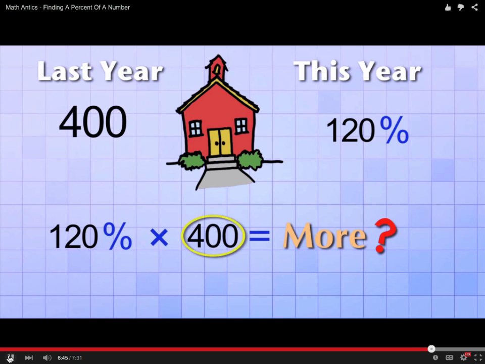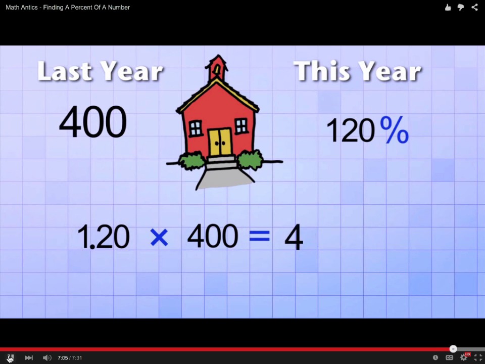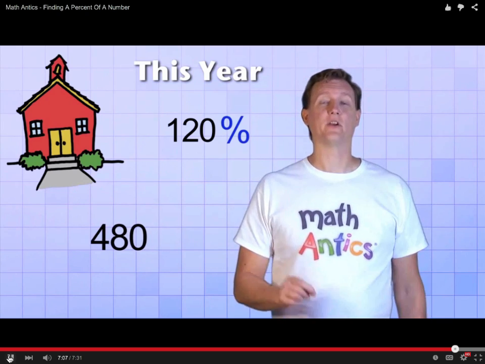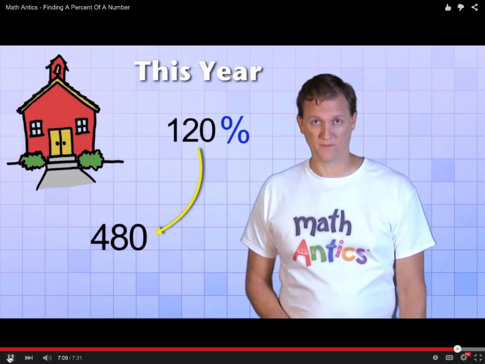We just multiply 400 by the fraction form or the decimal form of 120%. Let's use the decimal form again. To get the decimal form of 120%, we move the decimal point over 2 places to the left, and we get 1.20. So we multiply 1.20 times 400, which gives us 480. So this year, there's 480 students at school.